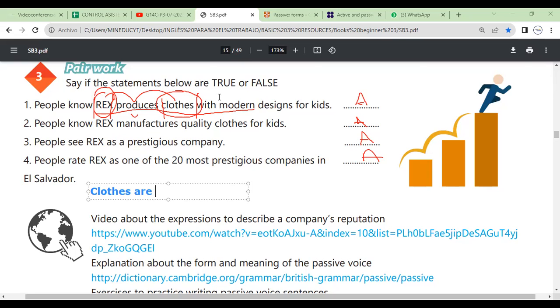Aquí hay algo que nos va a ayudar. Let me see. I have the verb over here, produces, right? Está en presente simple. Okay, cuando yo lo paso a voz pasiva, are produced. Recuérdense que ya eso cambia a pasado participio. Are produced by Rex. Clothes are produced by Rex. Pudiéramos haber puesto modern design clothes are produced by Rex. Okay? Are produced by Rex. Okay? Period.